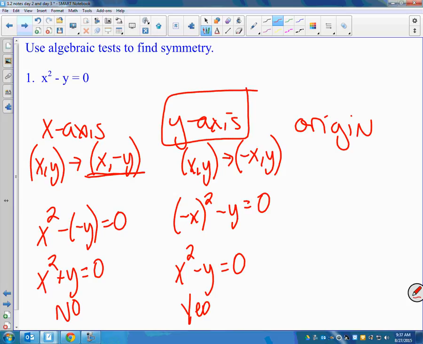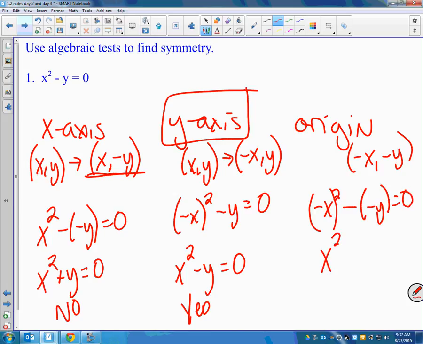And you probably already know the answer to the origin. Remember, the origin was both of them changed, right? You've got to be careful sometimes doing this in your head, because sometimes you think, well, the x didn't work and the y didn't work, there's no way this one can work. But sometimes it'll cancel out if they're multiplied together, so just be really careful on that one. But I think this one doesn't work because the x is going to stay the same, right? But the y is going to change. So we get x squared plus y equals 0, which also is a no.